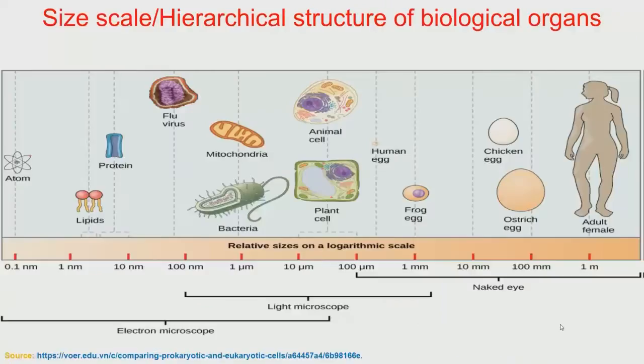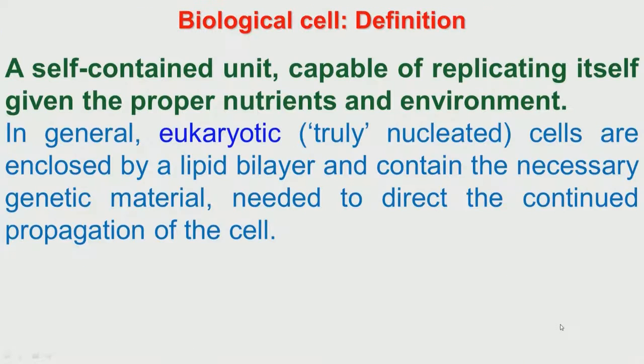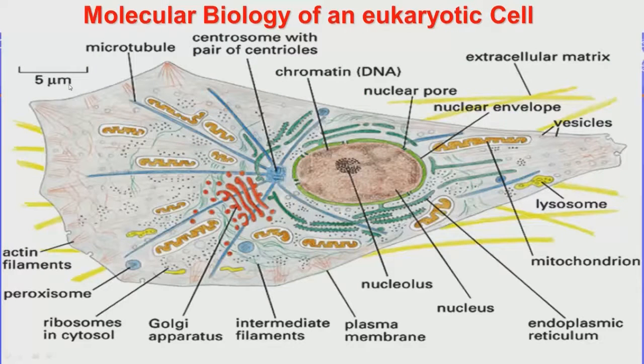So, we will first define what is cell. Biological cell is defined as a self-contained unit capable of replicating itself given the proper nutrients and environments. So, let me explain some of these terms or phrases that I have used in this particular key definition.